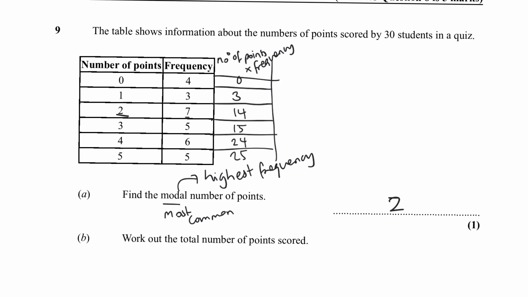Then using your calculator, we're going to add that all together. I'm going to rub this out, sorry, just so we can write the total underneath there. So I add them all together. That would be 3 plus 14 plus 15 plus 24 plus 25. That will leave you with an answer of 81. So you've got a total of 81 points.